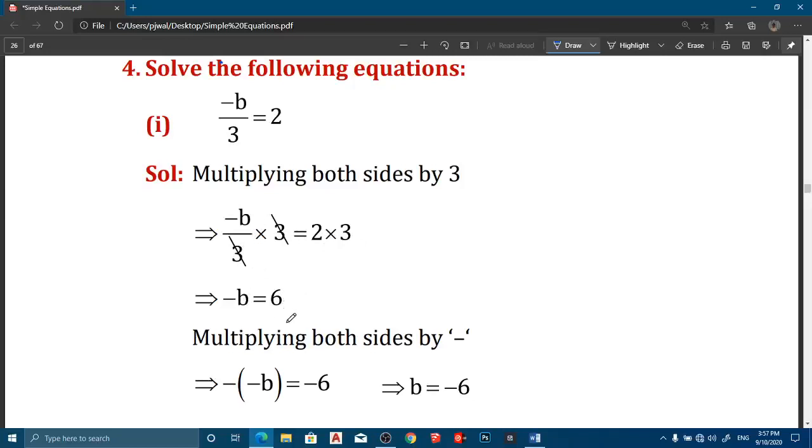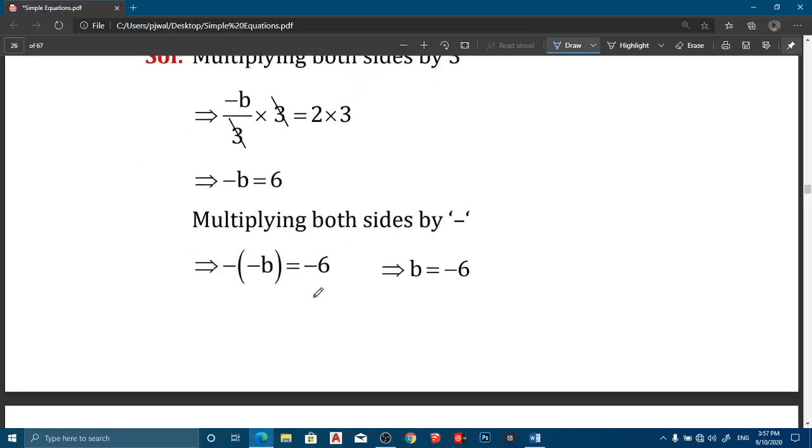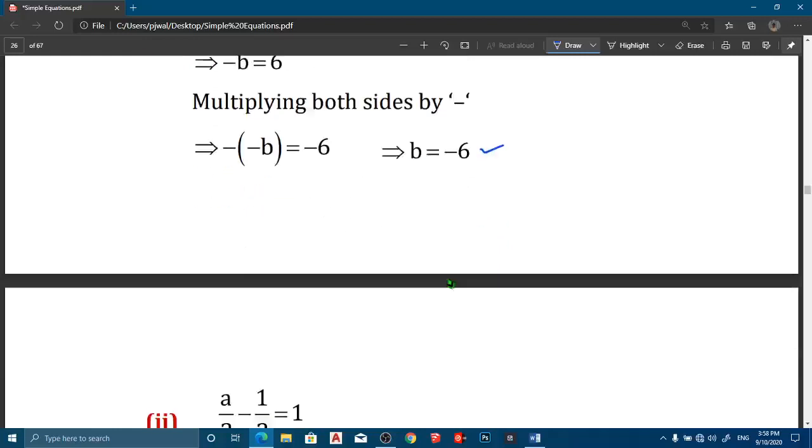But we want only the plus b value, not the negative b value. So to remove this negative sign, I am multiplying both sides with the negative sign. Just multiplying with the sign only. Okay. So minus of minus b is equal to minus 6. Minus into minus, you know that is plus. So this value will become plus. So b is equal to minus 6 is the answer.